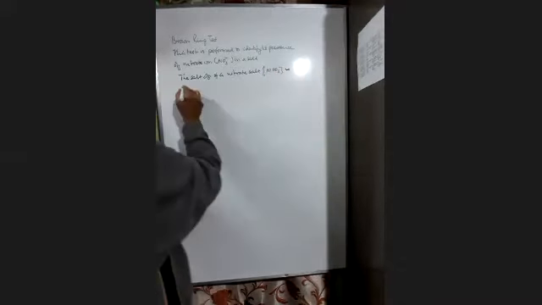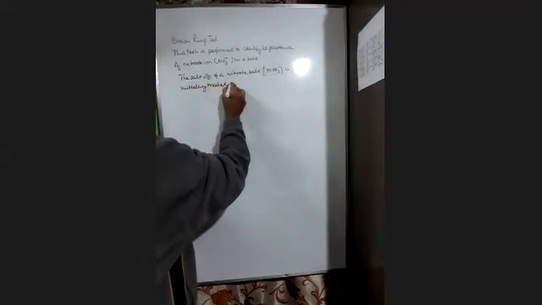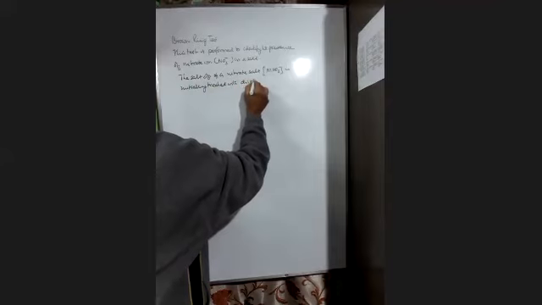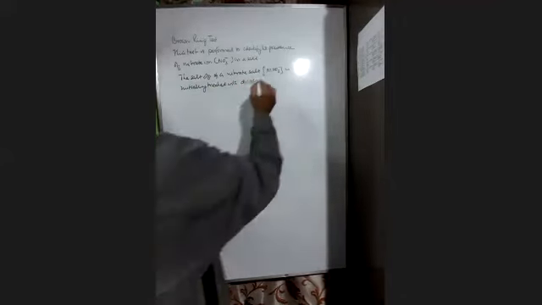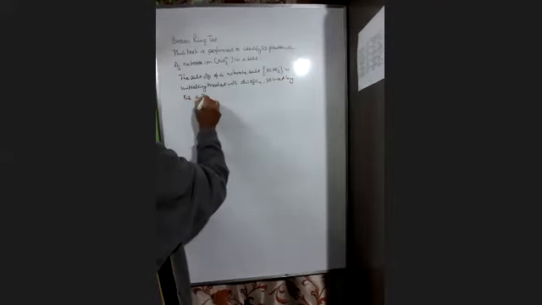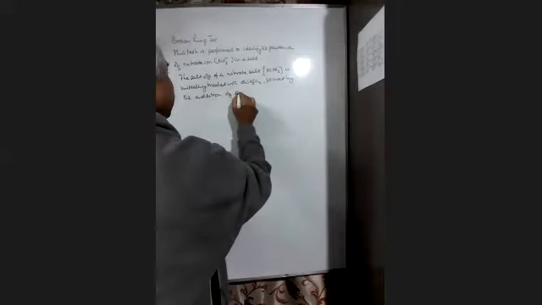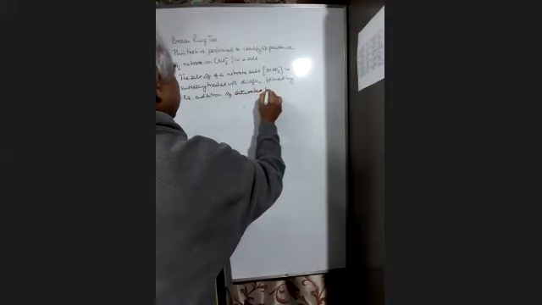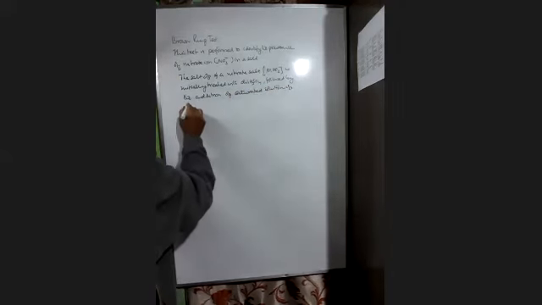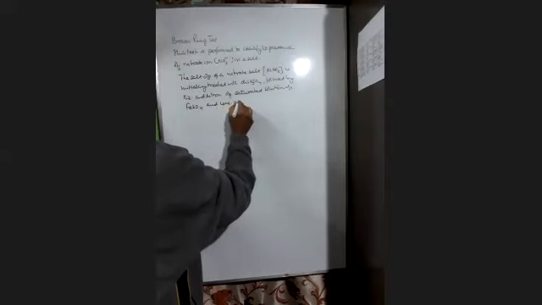MnO2 is initially treated with dilute H2SO4, followed by the addition of a saturated solution of ferrous sulfate and concentrated H2SO4.